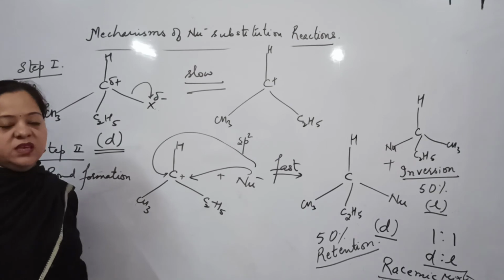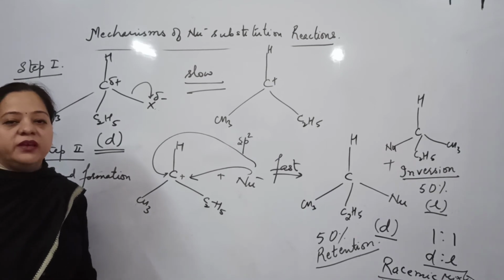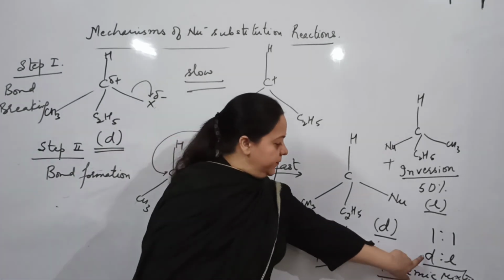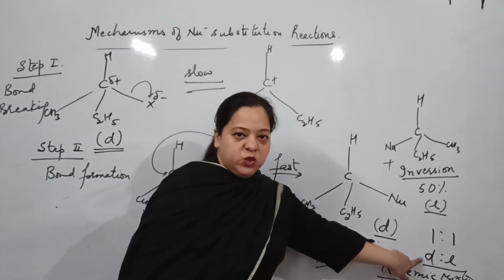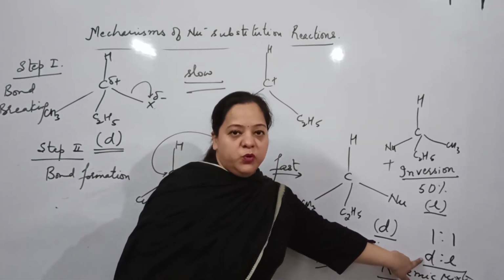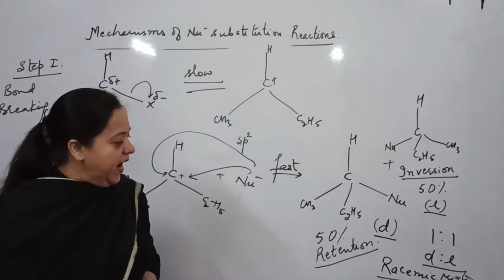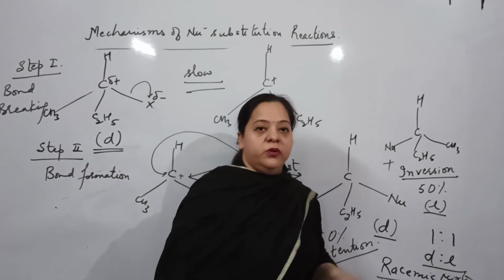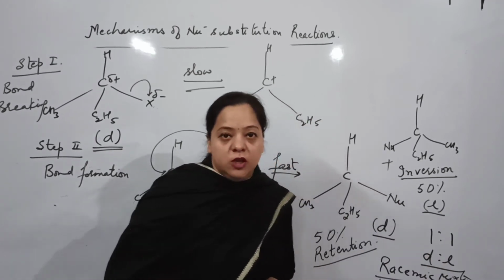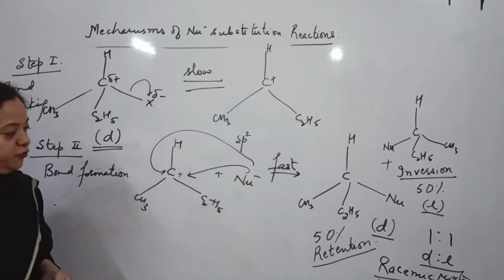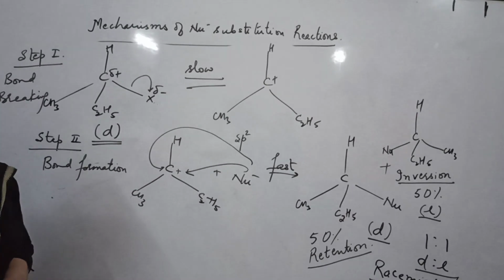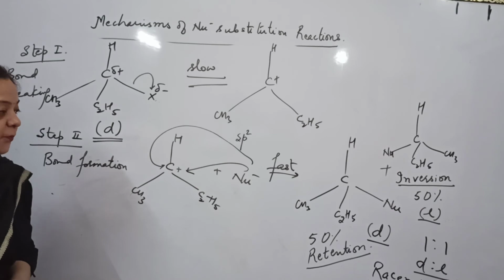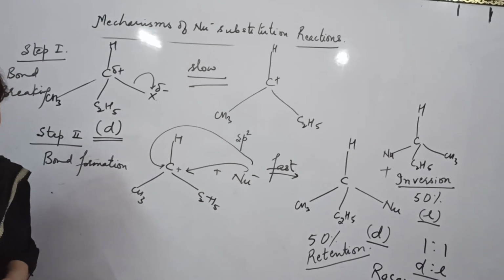And in this racemic mixture, the specific angle of rotation is 0, as the 50% of D isomer will rotate the plane of polarized light towards right, and 50% of L isomer will rotate the plane of polarized light towards left. So net specific angle of rotation for a racemic mixture is 0, although both the components are optically active.